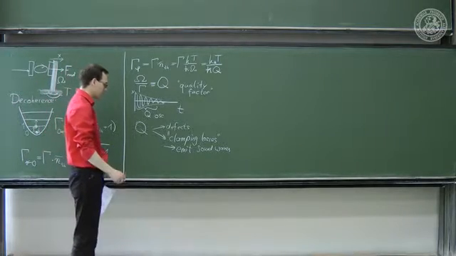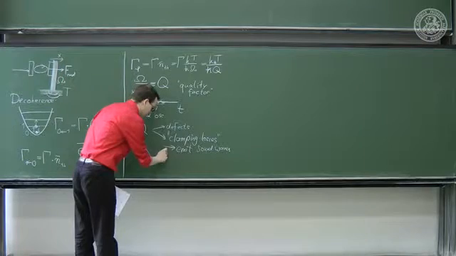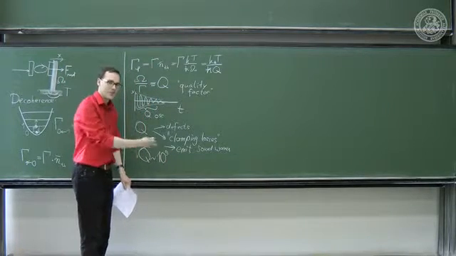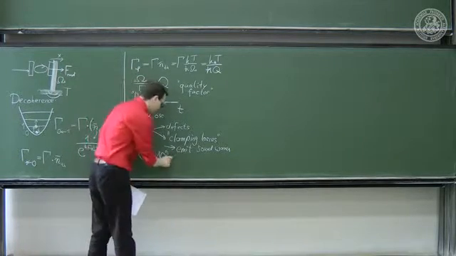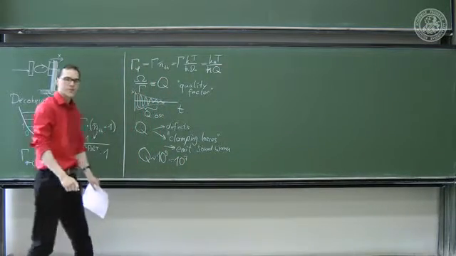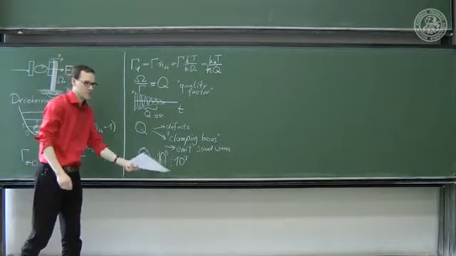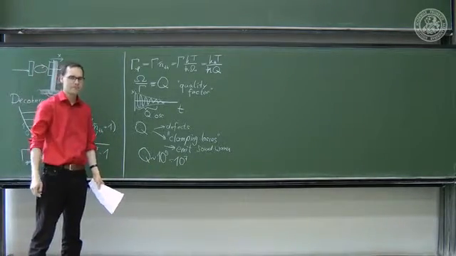Okay, so what are the typical Qs? Well, the Q can be very bad, but what are the typical good Qs? That would be up to 10 to the 7 for good setups. That depends on the material. 10 to the 7 would be, for example, a silicon nitride membrane.